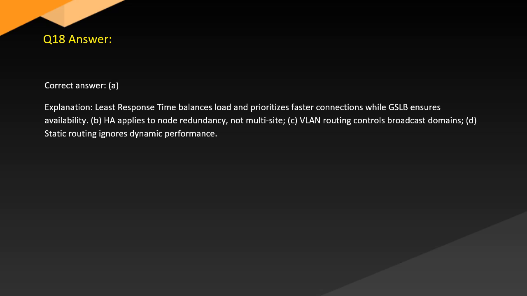Answer. Correct answer: A. Explanation. Least response time balances load and prioritizes faster connections, while GLB ensures availability. B. HA applies to node redundancy, not multi-site. C. VLAN routing controls broadcast domains. D. Static routing ignores dynamic performance.